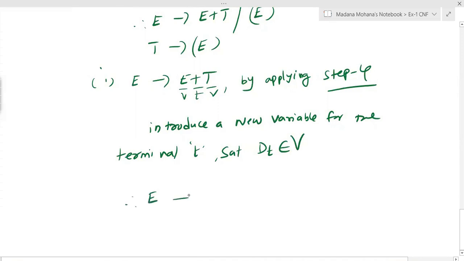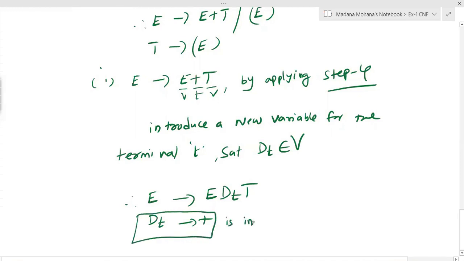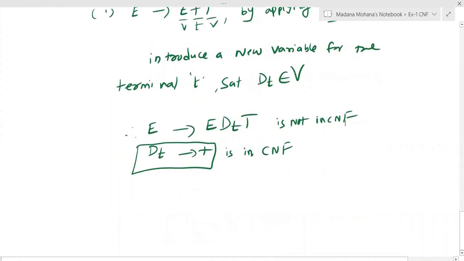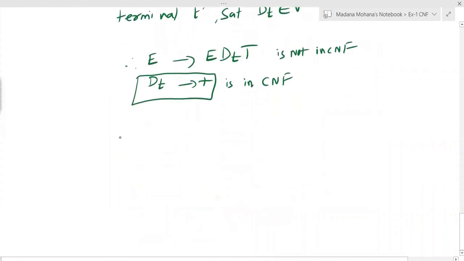Therefore, E derives E, now plus becomes D suffix T, now T. So here, what is DT, that you can write down. D suffix T derives plus. Now you can see DT derives plus is in the required form, is in CNF. But E DT T is not in CNF. So here 3 variables are there, that is more than 2 variables, N greater than or equal to 3. So you can apply step 3 for this.